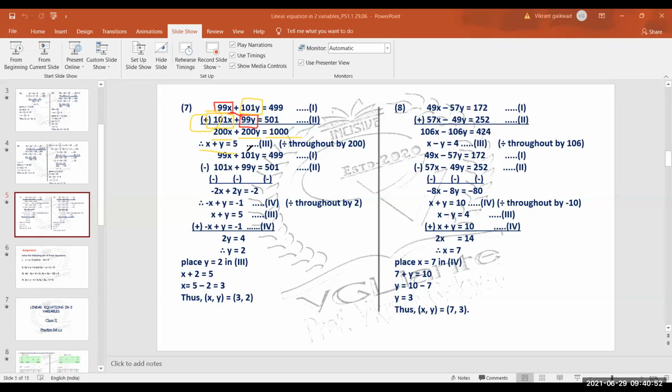After that, you are going to subtract the two equations. After subtraction, +101 minus, +99 minus, +501 minus. The signs are going to change of all the terms in the second equation. Now 99 minus 101 will give you minus 2x, and 101y minus 99y will give you plus 2y. So you get minus 2x plus 2y equals minus 2.